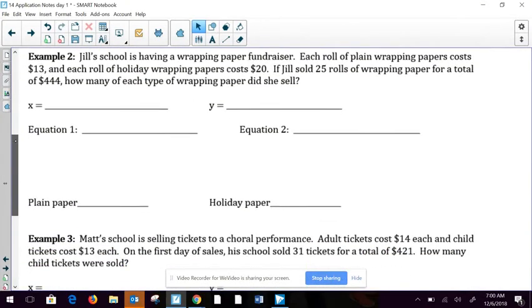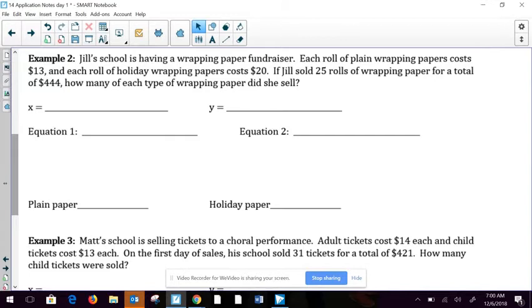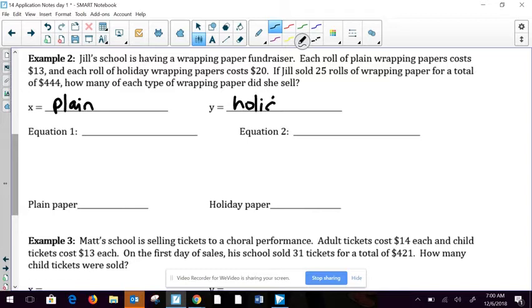Example number 2 is talking about Jill's school having a wrapping paper fundraiser. So again, similar setup. We have plain wrapping paper costs $13. Holiday wrapping paper costs $20. Jill sold 25 rolls of wrapping paper for a total of $444. We want to know how much of each type did she sell. So first ask yourself, what two items are we talking about? Good, we're talking about plain wrapping paper and we're talking about holiday wrapping paper.